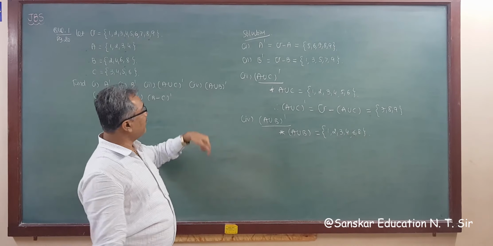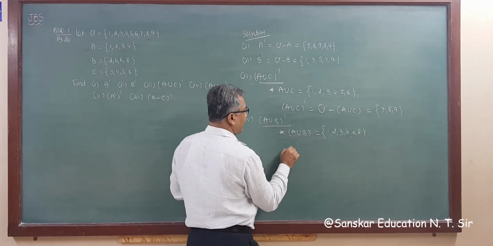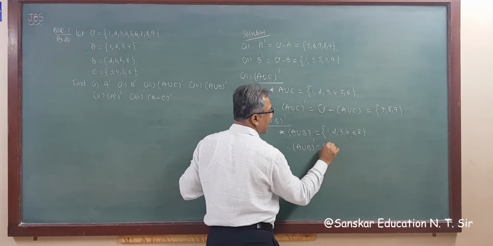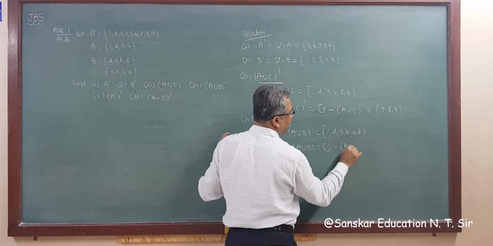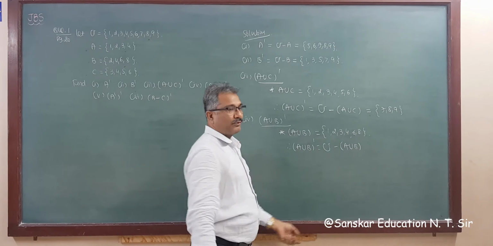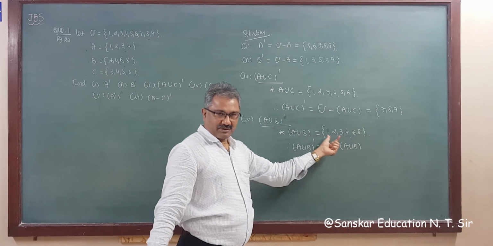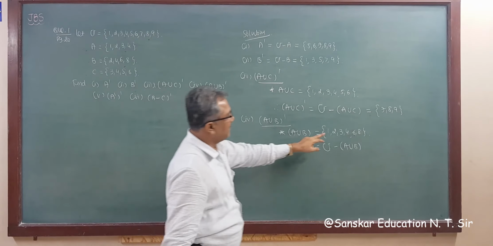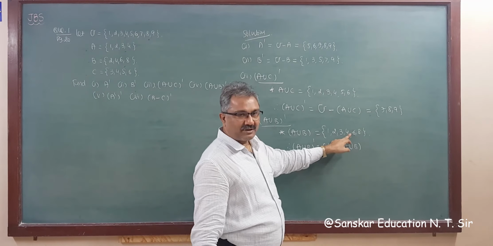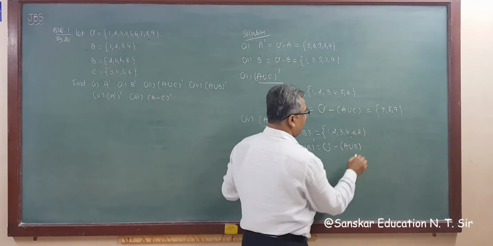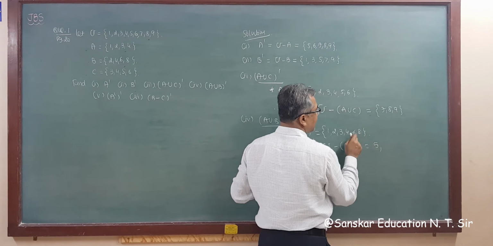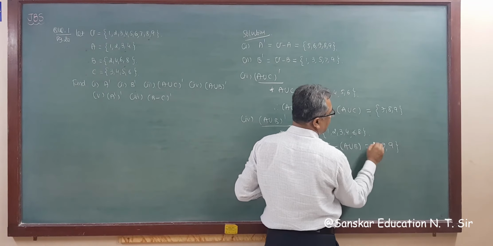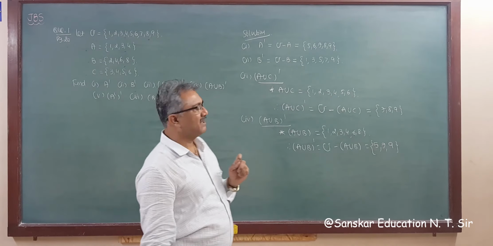Now the complement of A union B. So therefore A union B whole dash is equal to U minus A union B. Means you have to remove these elements from set U. There is 1, 2, 3, 4. 5 is not here, so we have to write 5. Right? So the answer is 5, 7, 9.